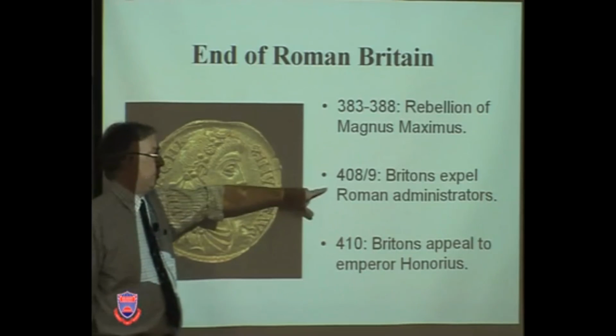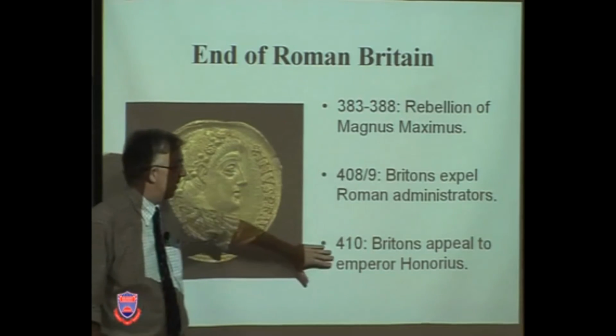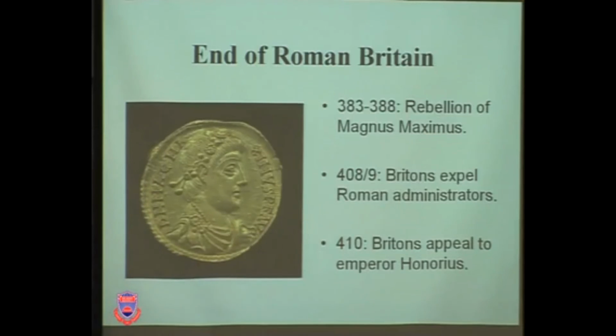So here it seems the Britons are getting rid of the Romans. Here, a year or so later, or maybe at the same time, they seem to be asking for help. It's not clear exactly perhaps what's going on. These are the things that historians discuss and argue about.